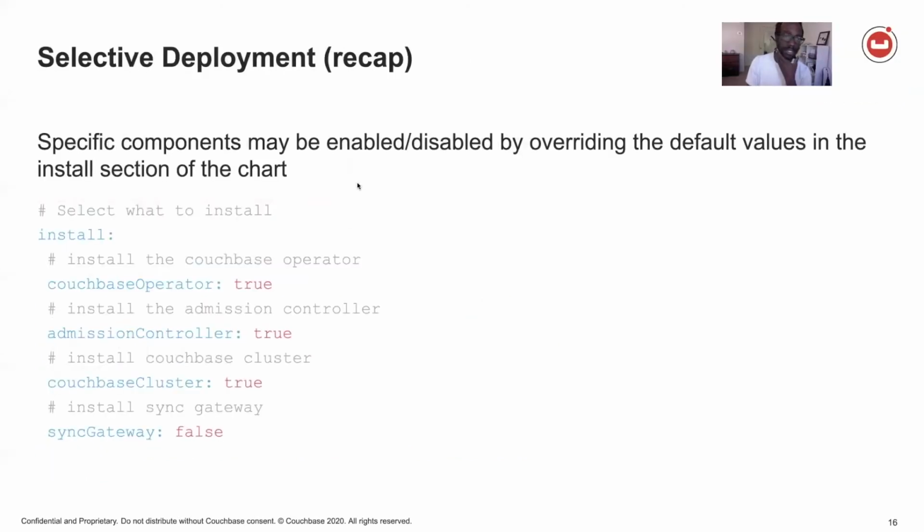So getting back to the selective deployment and what you can install. Just an overview again of what we have: operator, admission, cluster, sync gateway. There are different overrides that can be provided for each one of these. So I'm just going to give kind of an overview of what certain deployments would look like when you want to customize your installation of the operator chart.